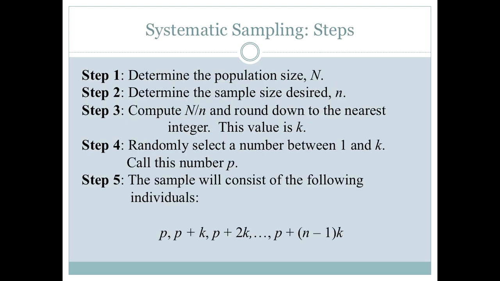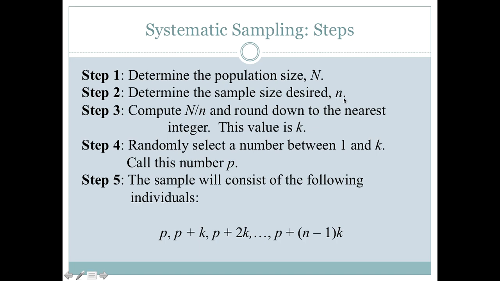So there are some steps involved in this. It's not too difficult. It's a little weird to look at, but let's go through these steps, and you'll see in your homework how you might actually use this. So step 1 would be to determine the population size, which again, we're using a capital N, to denote the population. And then we determine the sample size, which is little n.